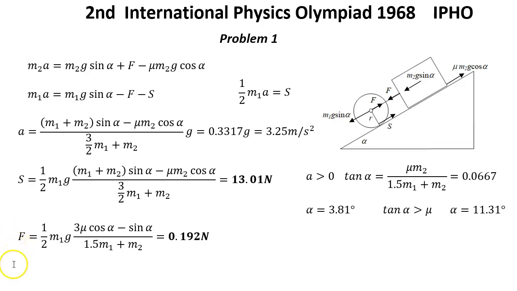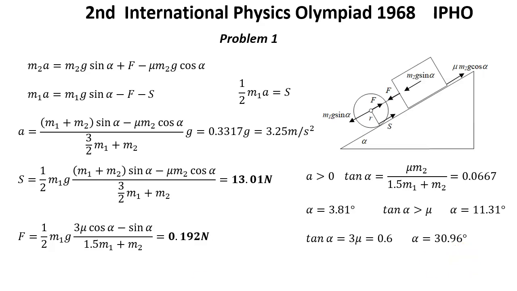It means that tangent alpha equal 3 mu or 0.6, and the critical angle is 30.96 degrees, which is slightly greater than our original angle of 30 degrees. So after this critical angle, they will move separately.